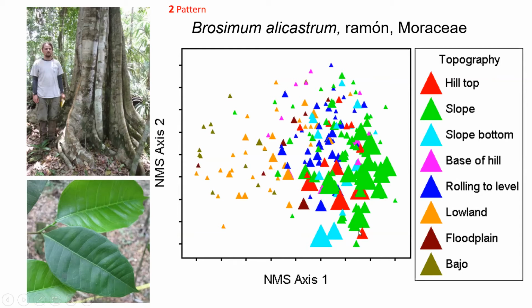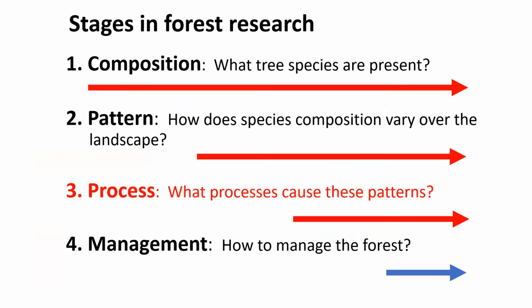And what you can see here is that Ramon is kind of partial to the uplands, the slopes, the rolling to level, and there's some near the slope bottom. There are very few down there in the lowlands. Maybe it's a little too wet or something's missing down there. So you can go through all our tree species and you find that most of them have preferences like this. So we're beginning to see patterns, and we're beginning to maybe understand something about process.